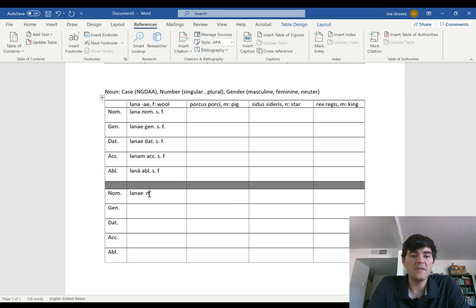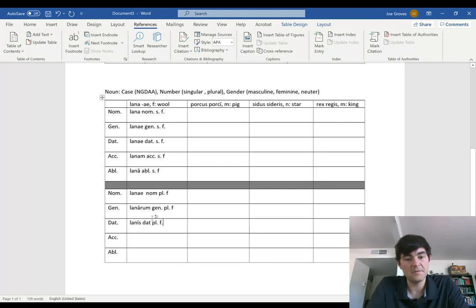So that will be nominative plural now, feminine still. Lanarum, genitive plural, feminine. Lanis, dative plural, feminine. Catch up, computer, please. There we go. Lanas, accusative plural, feminine. And lanis, ablative plural, feminine. So the word determines the gender. Whether it's on the top or the bottom, the first or the second half of your chant, will tell you if it's singular or plural.